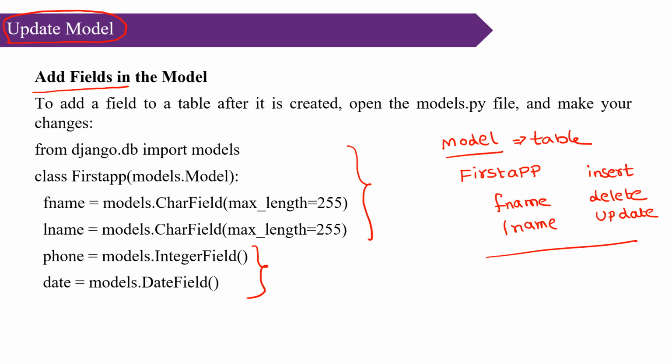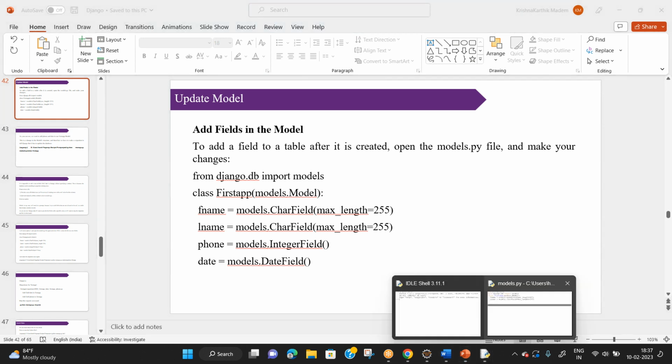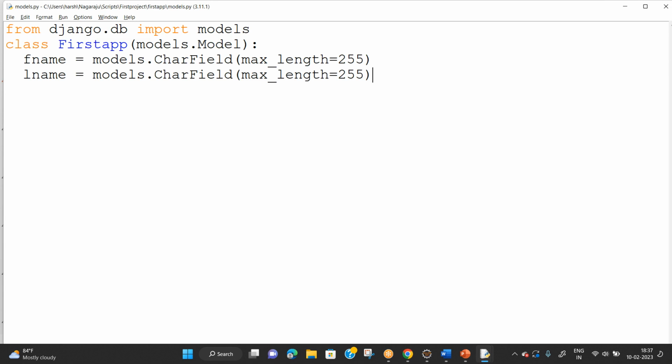What is the procedure? The procedure is very simple. Understand carefully. First, open the models.py file. Where is it present? It is present in the first app. Okay, go to the models.py file. This is the models.py. Observe the path. In first project, first app, the file is available. Whatever fields you require, you type the fields.